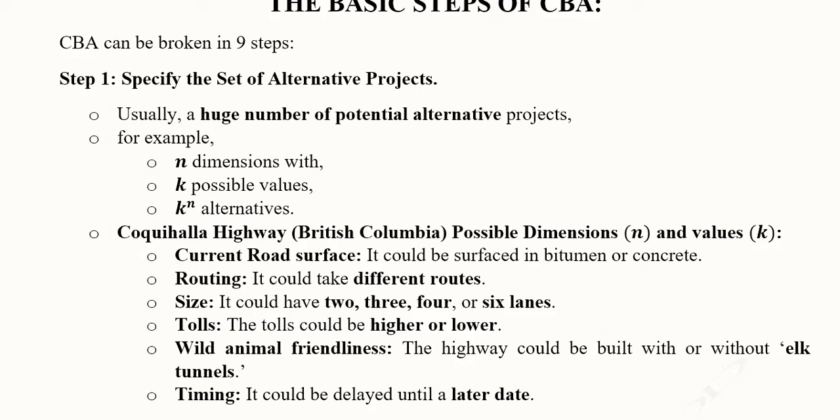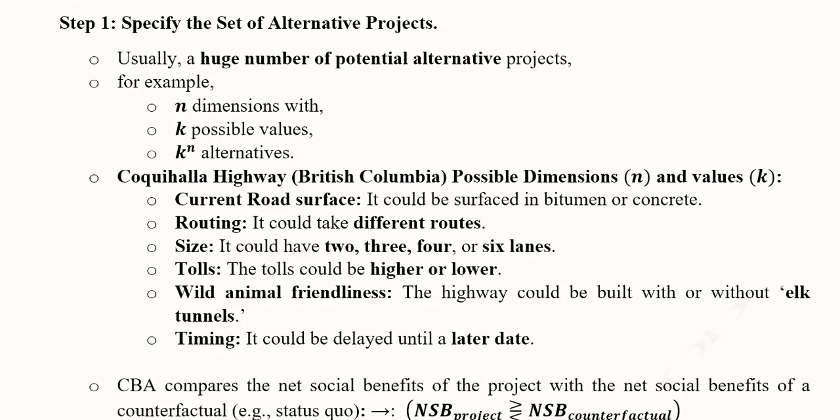Now we are taking an example of Coquihalla Highway, which is in British Columbia, and the possible dimensions, they are n in number, and their values, they are k in number. For example, the road surface can be made of bitumen or concrete. So these are two dimensions. And what are the possible values? What will be the concentration of bitumen or concrete is another set of possibilities.